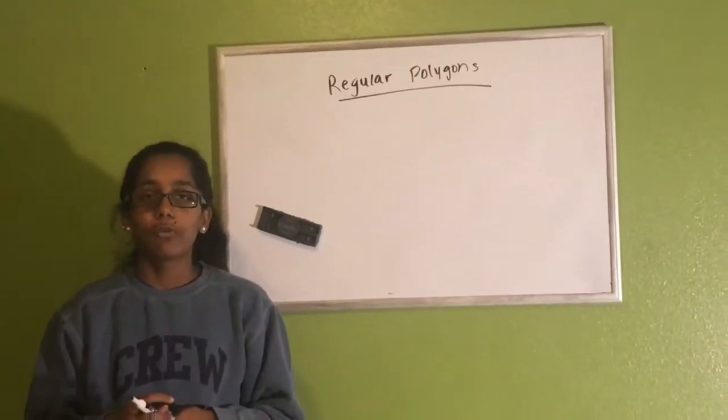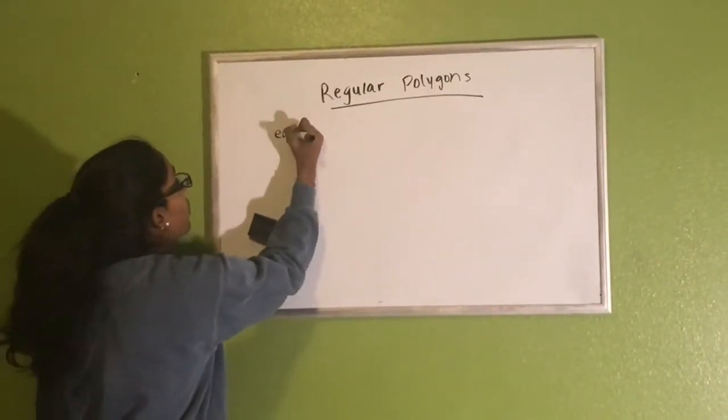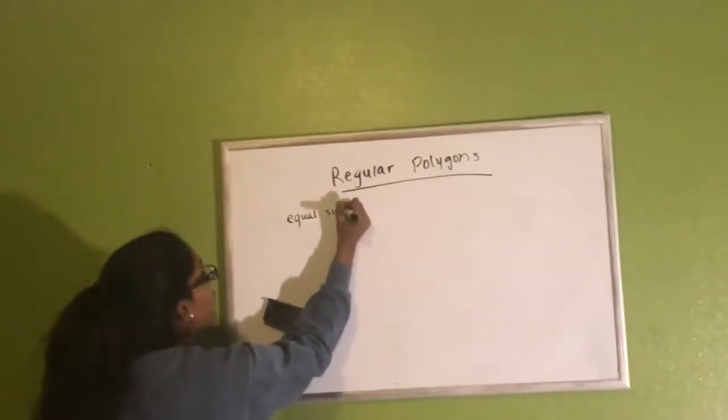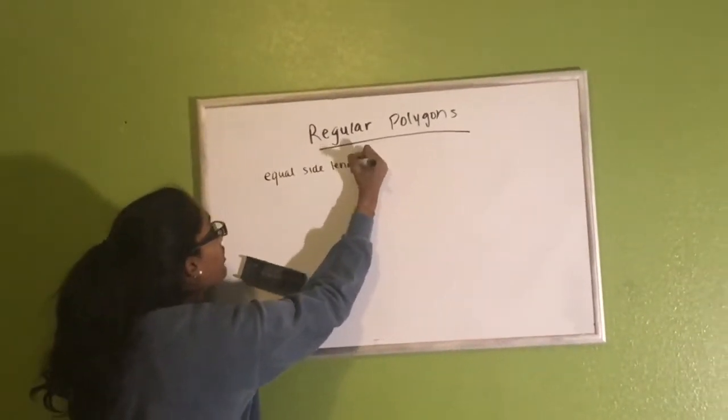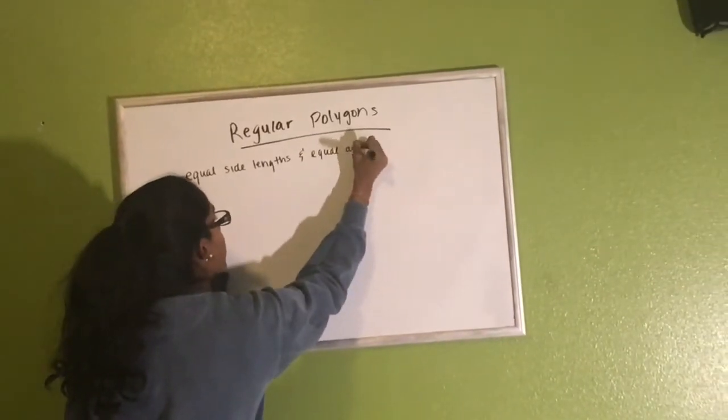Regular polygons differ from normal polygons in that regular polygons have equal side lengths and equal angle measures.